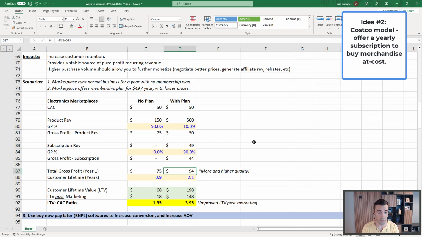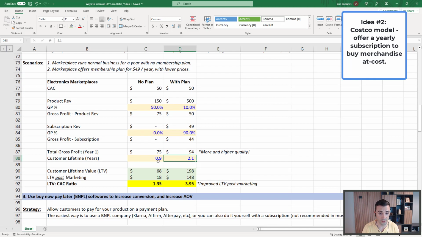So we're saying in 1 year, the typical customer would make $94 of profit, but the customer lifetime is quite different. In the first scenario, each customer we retain for less than 1 year, but on the membership plan, we're retaining customers for 2.1 years on average. So the customer lifetime value, which is the total gross profit over the lifetime of a customer, is actually $198 versus $68.